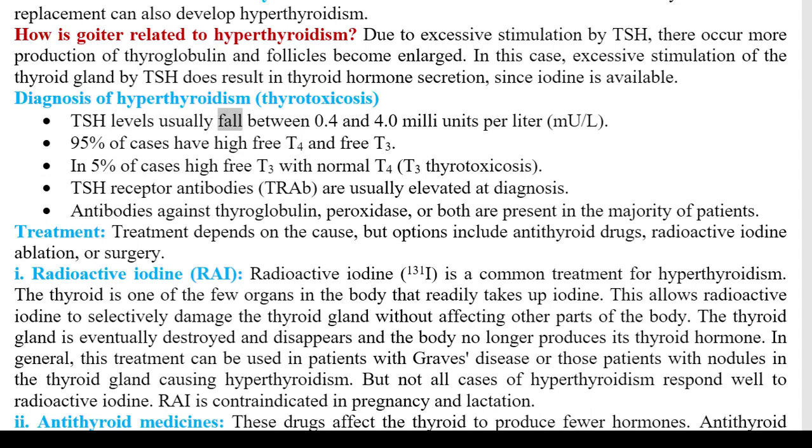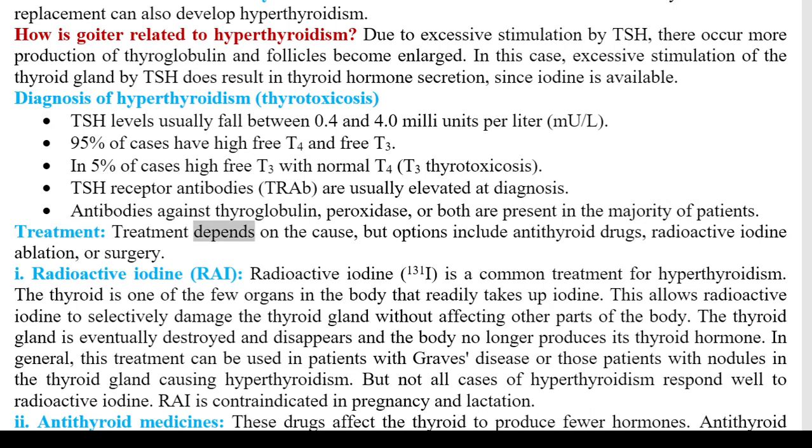TSH levels usually fall between 0.4 and 4.0 milliunits per liter, mU/L. 95% of cases have high free T4 and free T3. In 5% of cases, there is high free T3 with normal T4, T3 thyrotoxicosis. TSH receptor antibodies, TRAb, are usually elevated at diagnosis. Antibodies against thyroglobulin, peroxidase, or both are present in the majority of patients.